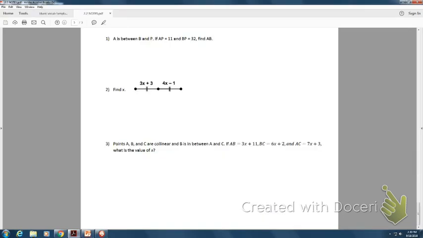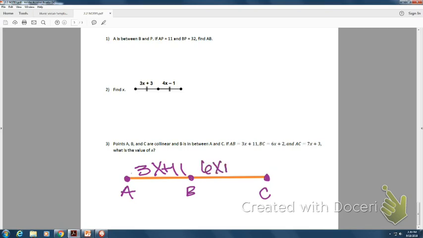Points A, B, and C are collinear, and B is in between A and C. If AB equals 3x plus 11, BC equals 6x plus 2, and AC equals 7x plus 3. What is the value of x? Okay, so here's our number line, or our line segment. So B is between A and C. AB is 3x plus 11. BC is 6x plus 2. And our whole thing is 7x plus 3.